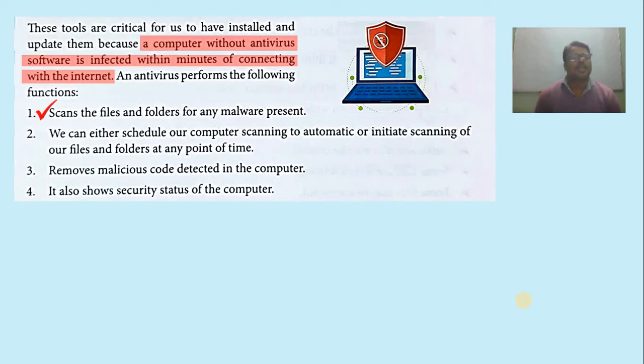First, it scans the files and folders for any malware present. We can either schedule our computer scanning to be automatic or initiate scanning of our files and folders at any point of time. It removes the malicious code detected in a computer. It also shows the security status of the computer. These are all the features of the antivirus, that means these are all the functions of the antivirus.